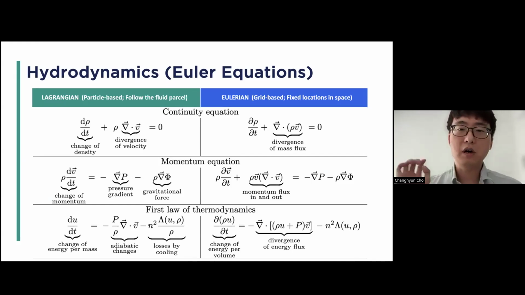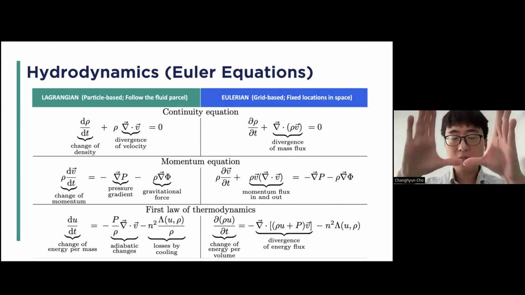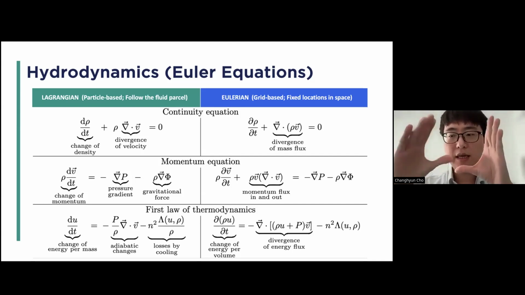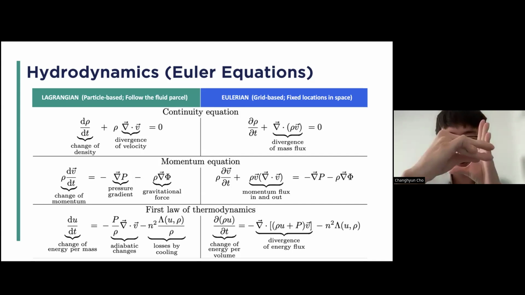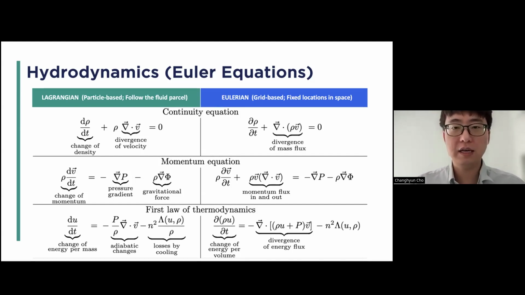And the other one is the Eulerian scheme, which is the grid-based simulation. In this case, we are not moving the camera. We just look at the same area and see how the fluids are coming in and going out. This is the way we are looking at the motion of the fluid. That's the easiest way we can understand it, and that's how I understand it. Basically we are solving differential equations.